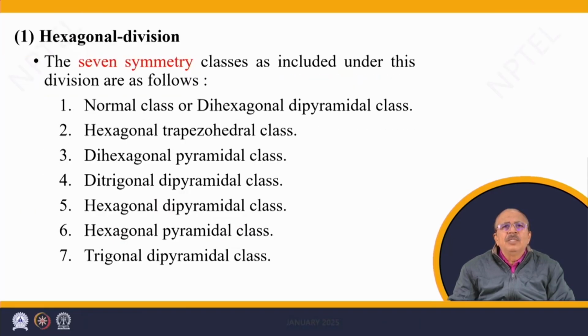In the hexagonal division, the 7 symmetric classes are included into different classes: normal class or dihexagonal dipyramidal class, hexagonal trapezohedral class, dihexagonal pyramidal class, then ditrigonal dipyramidal class, hexagonal dipyramidal class, hexagonal pyramidal class, and trigonal dipyramidal class. So these are the classes of the hexagonal division.